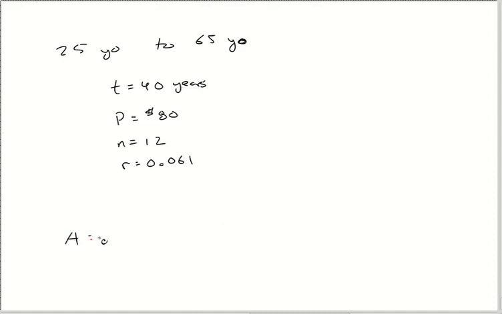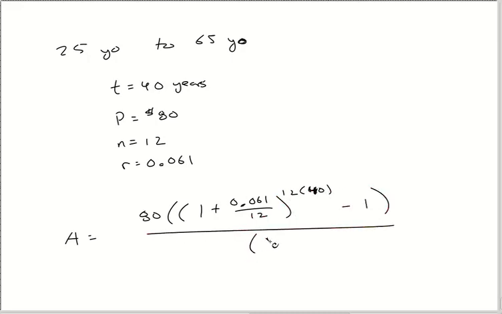So I've got my A is equal to my $80 that I keep putting in, times the open bracket. That's why they do the square brackets, because there are two opens at once. In fact, my notes actually just have two parentheses. 1 plus my 0.061 all divided by 12, to the power of 12 times 40. Then minus 1, close, divide by my R, which was the 0.061 all over the 12.